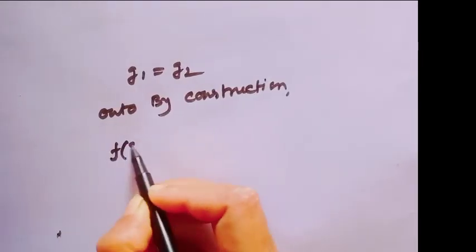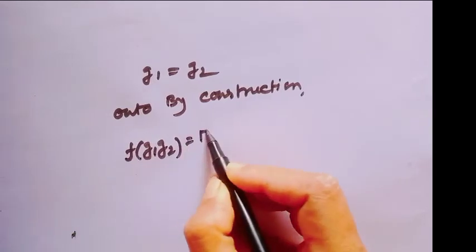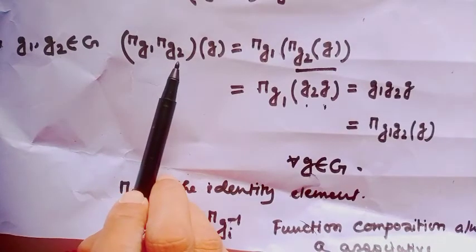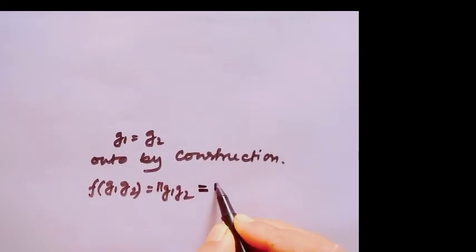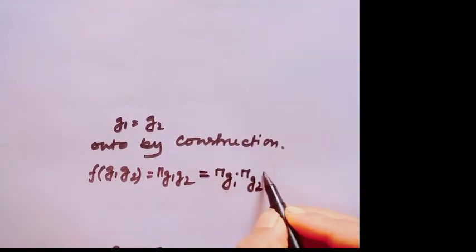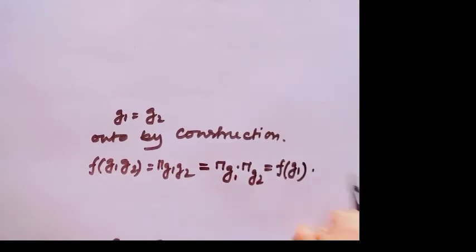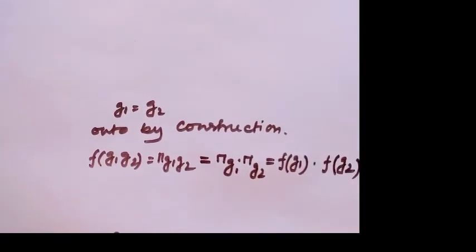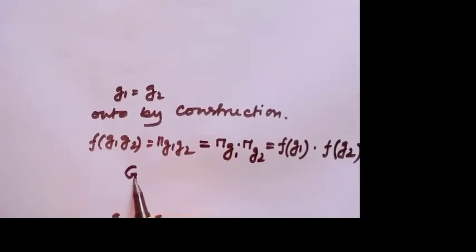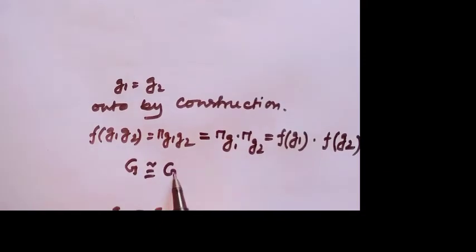Okay? Now we have to show this mapping is a homomorphism. Then f(g1 g2) equals π(g1 g2). And I have seen π(g1) times π(g2) equals π(g1 g2). Therefore, we can write it as π(g1) times π(g2), which is equal to f(g1) times f(g2). So, the mapping is a homomorphism. So, we can tell G is isomorphic to G bar.